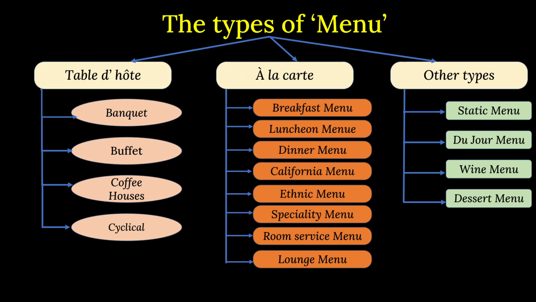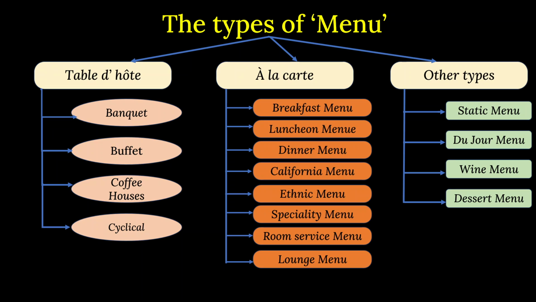So if you look at the entire classification of the menu in front of you, primarily it is divided into three major categories. One is table d'hote, second one is a la carte, third one is other types. On the table d'hote there are some subgroups, sub-menus: banquet, buffet, coffee houses and cyclical menu. A la carte, under that you are getting breakfast, luncheon, dinner, California, ethnic, specialty, room service and lounge menu.